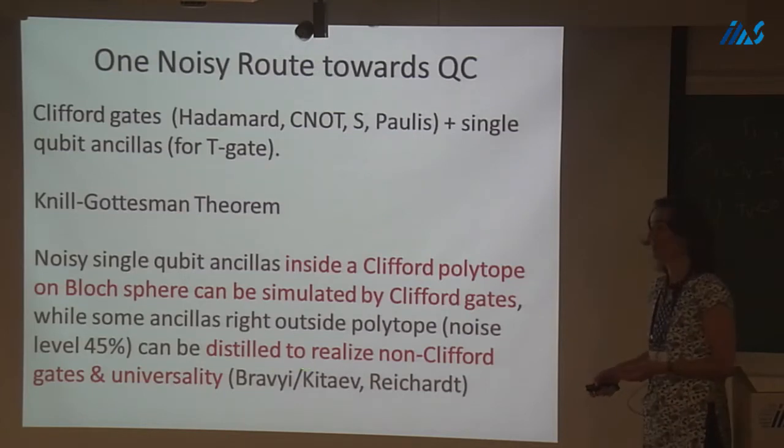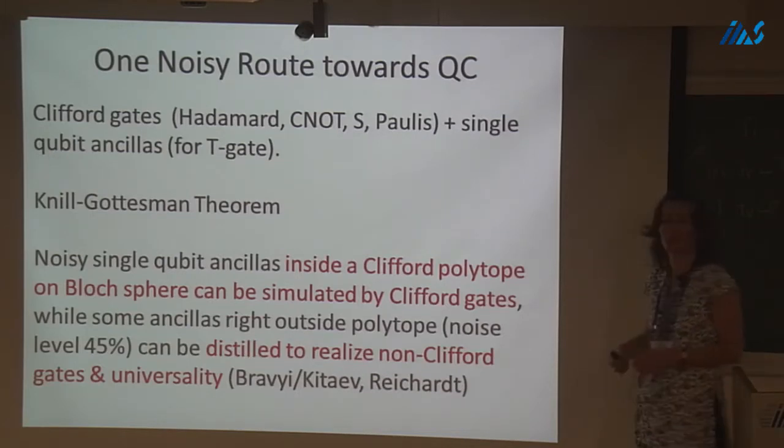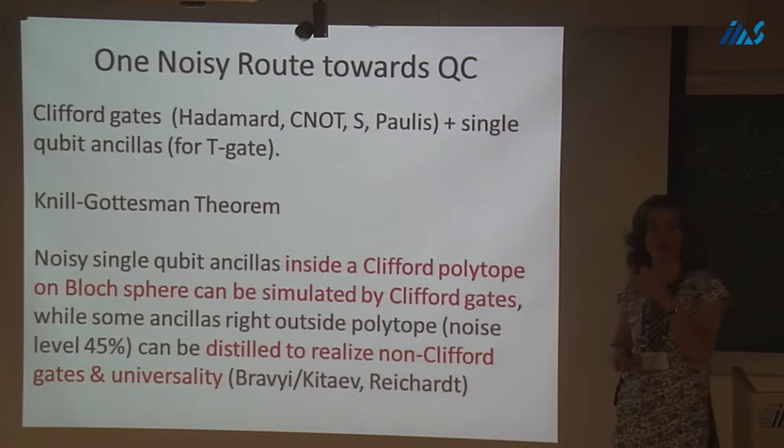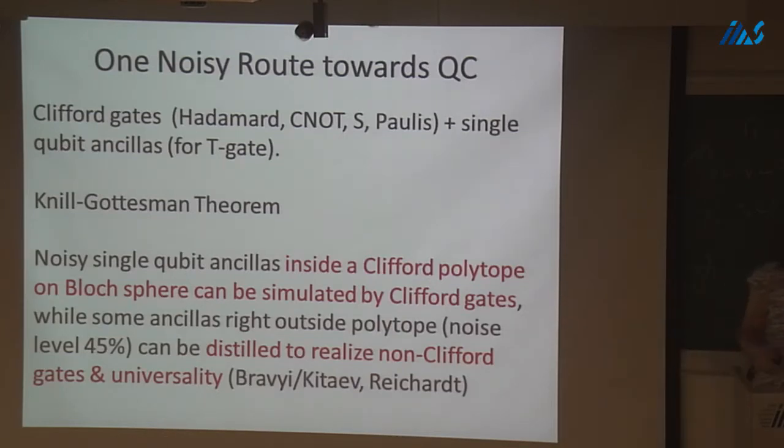So there's a procedure by which you can use these ancillas together with Clifford gates to realize even lower-noise ancillas, and then you actually can realize the non-Clifford gates and universality. So here, what I want to say is that the boundary between where classical computation can simulate everything and where quantum computation starts is really sharp at some points. Okay, so this is part of our motivation.